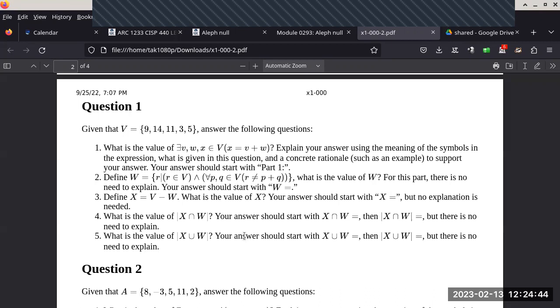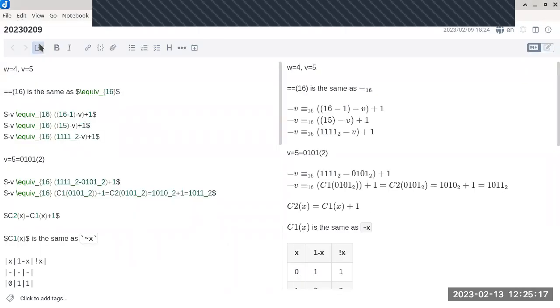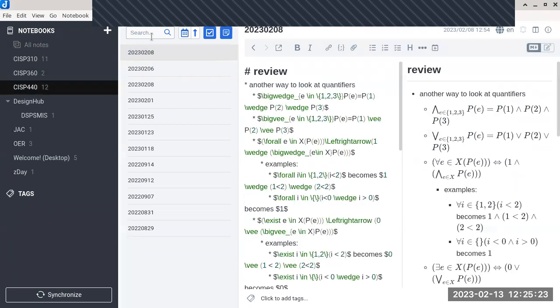So first of all, what is it asking and how are we supposed to answer this question? I think a plain text editor may be okay, but I'm going to use Joplin to answer this question, so give me a second to start up Joplin. But remember, it's not asking for just the answer. I'm also trying to get to the rationale of the answer. That part is important. All right, so this is for CISP440.